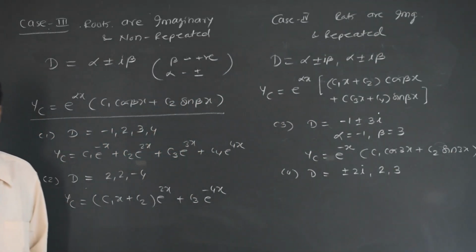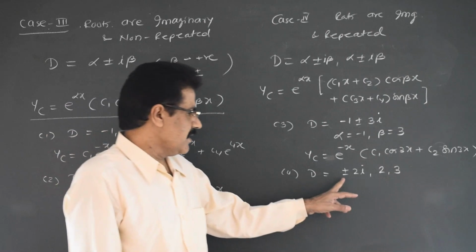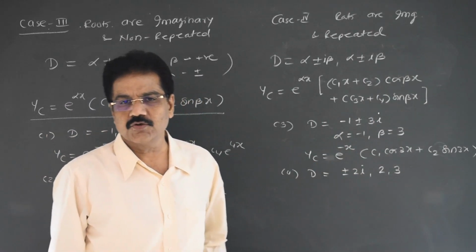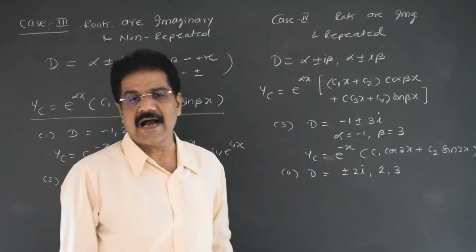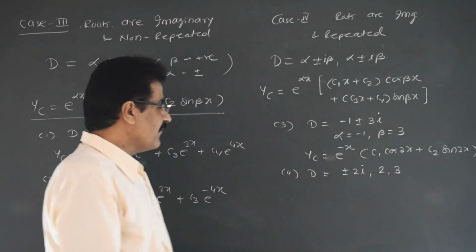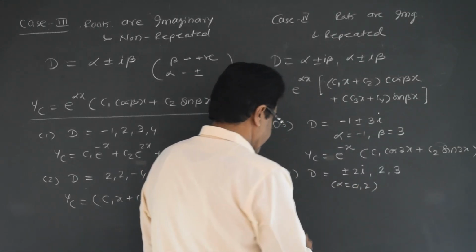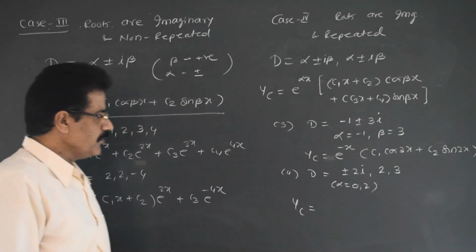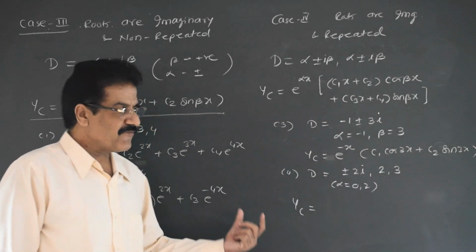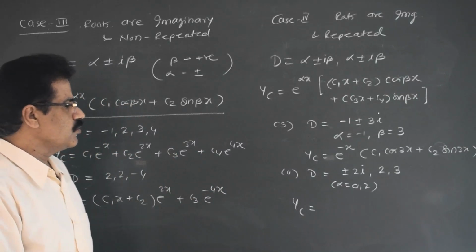Now let us take the combination of case number 1 and case number 3. Here we can observe D is equal to plus or minus 2i, means 2 roots are imaginary and the remaining 2 roots are real. Alpha is equal to 0 and beta is equal to 2 here. So yc is equal to, again it's up to you whether you write plus or minus 2i first or 2, 3 first. I am going to write plus or minus 2i.